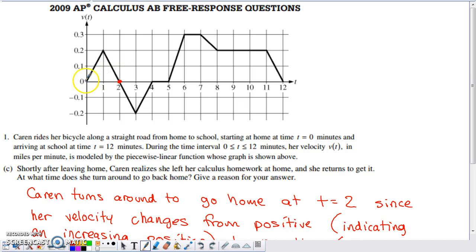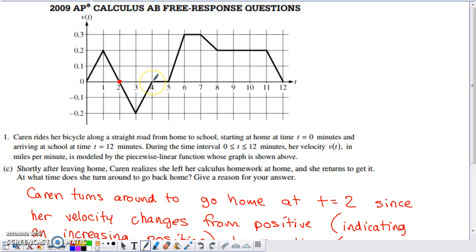Well, velocity is positive, positive, positive, positive, positive, still positive. Here's where velocity is 0. And then on the other side of the t-value of 2, we see negative velocity. So when velocity is positive, that indicates that position is increasing, and the position is increasing from 0 until 2. The position doesn't start to decrease, and she doesn't start to move back home until we start to see some of those negative velocities on the other side of the t-value of 2.